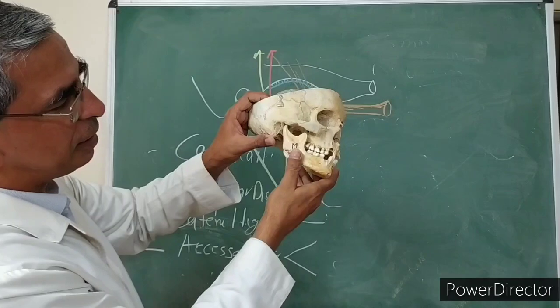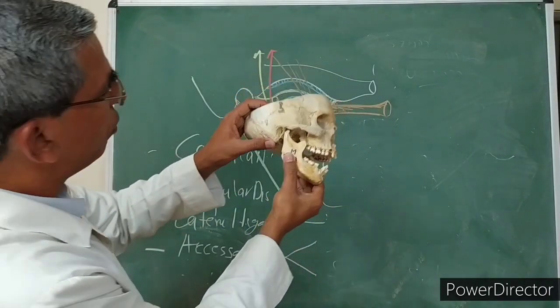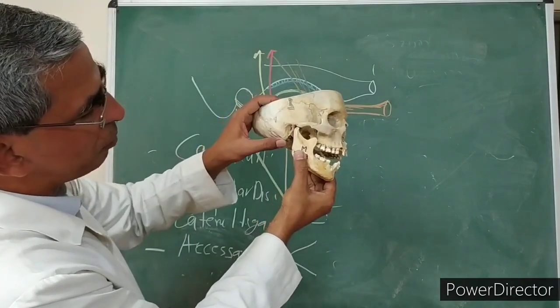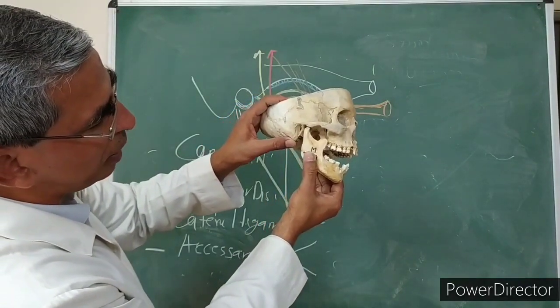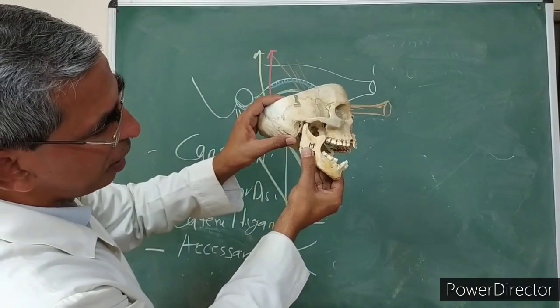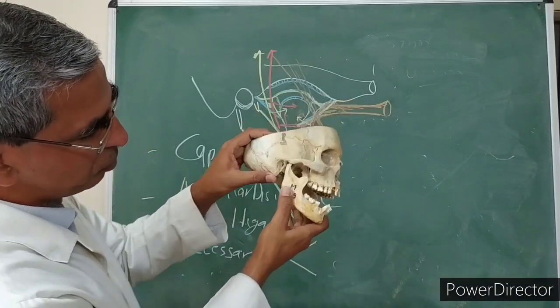Now how does this depression occur? Depression occurs in three phases. First, the mandible rotates in the lower compartment. Then the head of the mandible, along with the articular disc, moves anteriorly and slips in the upper compartment. And last, the head rotates again. So what happens now?